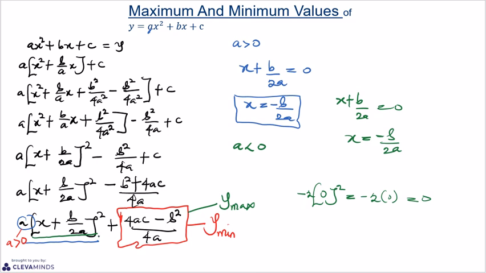That in both cases, when a is greater than 0 and a is less than 0, the maximum and the minimum value of y is 4ac minus b squared over what? 4a. That is how to find the maximum and the minimum values of y. Are you with me now? Good. So we have come to the end of this class.